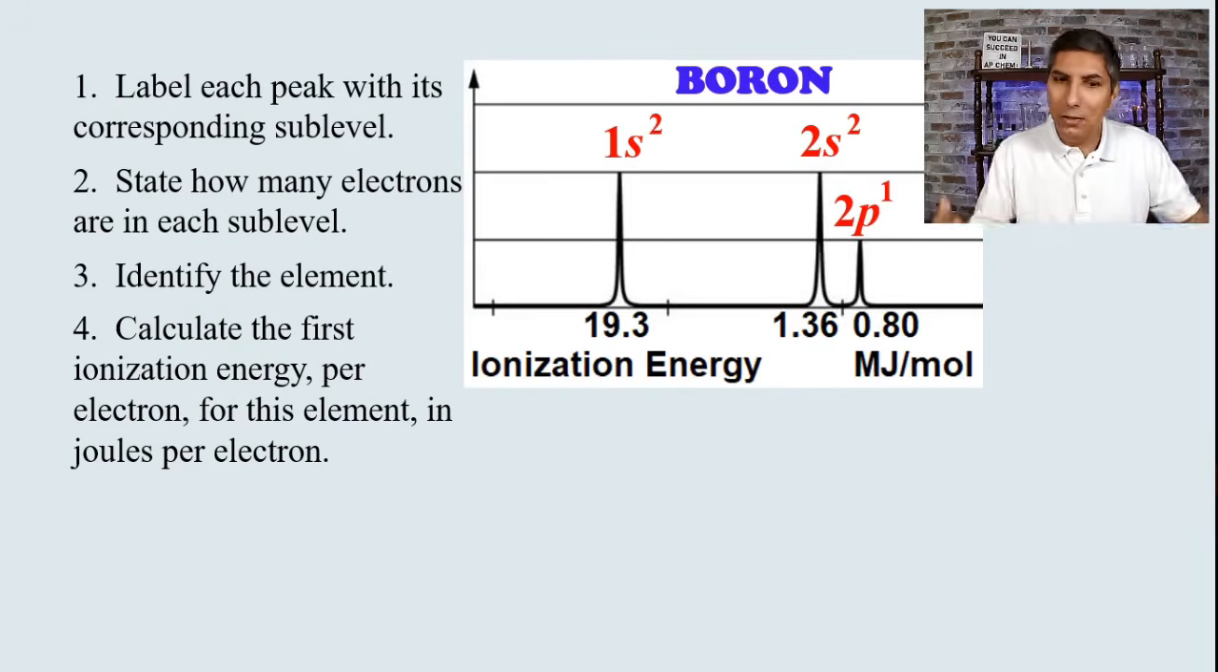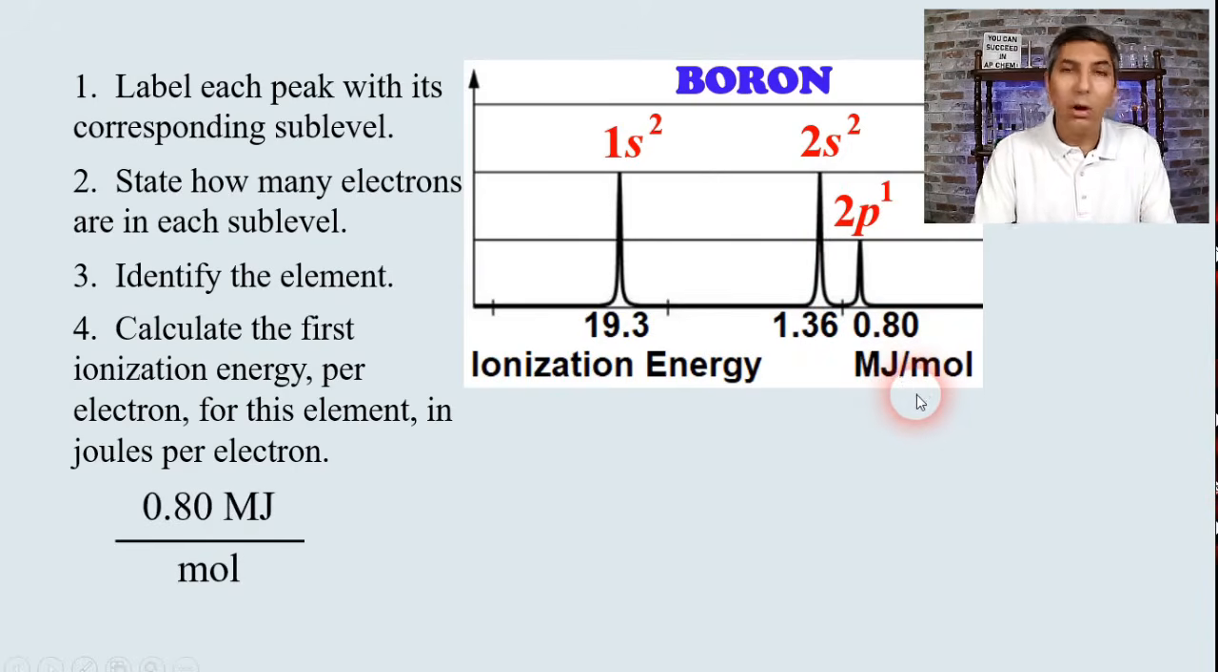Well, how do we do that? All we have to do is realize that the first ionization energy is referring to the very last electron, that outermost electron. And so that would be this last peak right here. And notice that its ionization energy is 0.80 megajoules per mole. So all we have to do is take that value right there, the 0.80 megajoules or million joules per mole, and convert that to joules per electron.